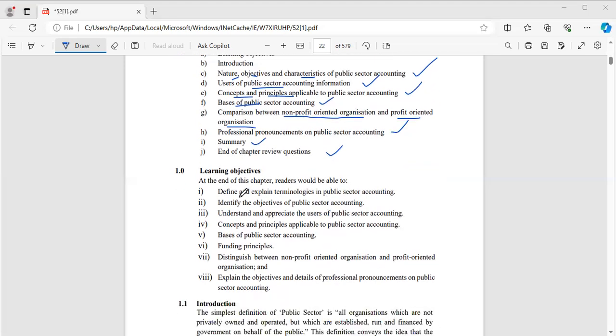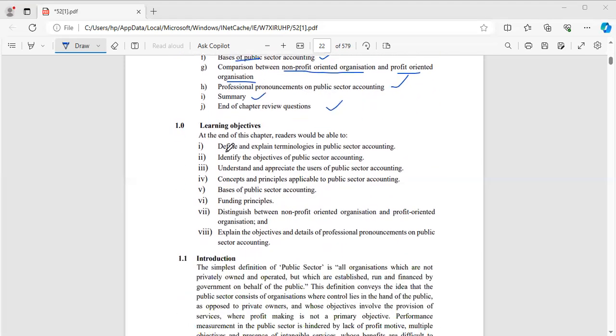So let's start. At the end of this class, you are going to know how to define and explain terminologies in public sector accounting. It's going to be useless if after this class, you don't even know some things related to public sector accounting. So at least if you attend this class, you'll be able to say 1 or 2 things that relate to public sector accounting when you start having a conversation outside.